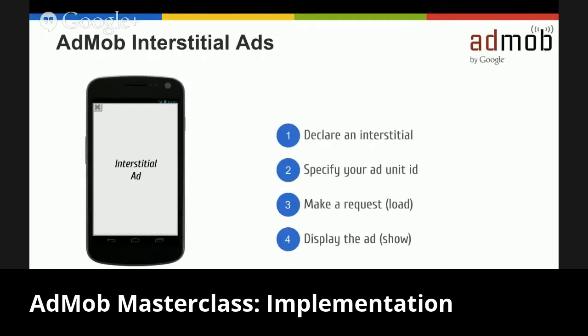So when it comes down to implementation, again, it will vary for each platform based on the programming language. But in each case, we're going to declare an interstitial and again, specify your ad unit. So basically, we're creating an interstitial in your app, letting the app know your ad unit ID from the account, so we know exactly which settings to pull through. Then we can make the request and load the ad in, and then when we're ready to, we can display that interstitial ad.